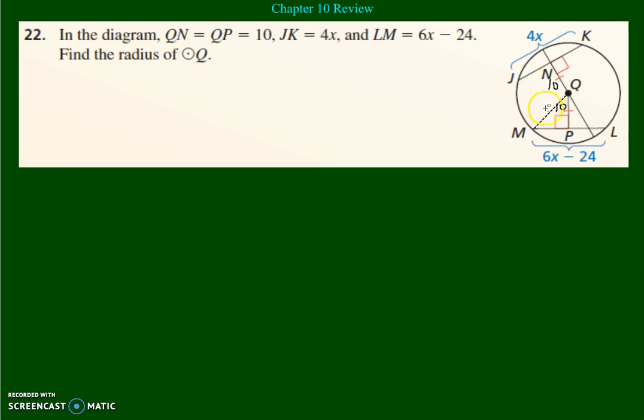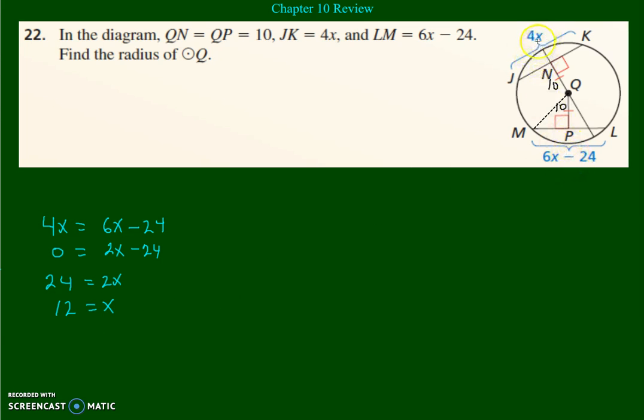So the next step here is to go ahead and set these two equal to each other and solve for x. So we have 4x equals 6x minus 24. Let's go ahead and solve for x. I'm going to pull the x's over here because I like working with positives. So we have 0 equals 2x minus 24. Add 24. 24 equals 2x. Divide by 2. 12 equals x. So now that x is 12, we can substitute that in either in here or in here.